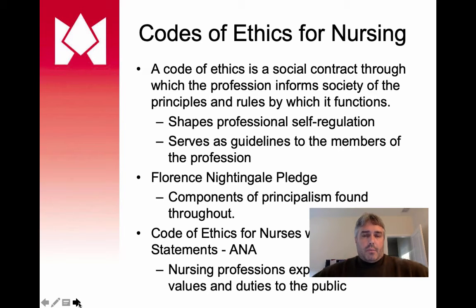So this code of ethics, a code of ethics is that social contract through which our profession informs society. These are the principles and rules by which we will function. This is what we hold as important as nurses. And this is how we're going to treat you as a society, as an individual client. It helps us shape our self-regulation. Remember, nursing is self-regulated, right? That falls within those definitions of professionalism, of a profession versus an occupation. And it also helps serve as a guideline to the members of our profession. We all as nurses can look at that code of ethics and say, okay, this is the benchmark by which we're going to be judged.